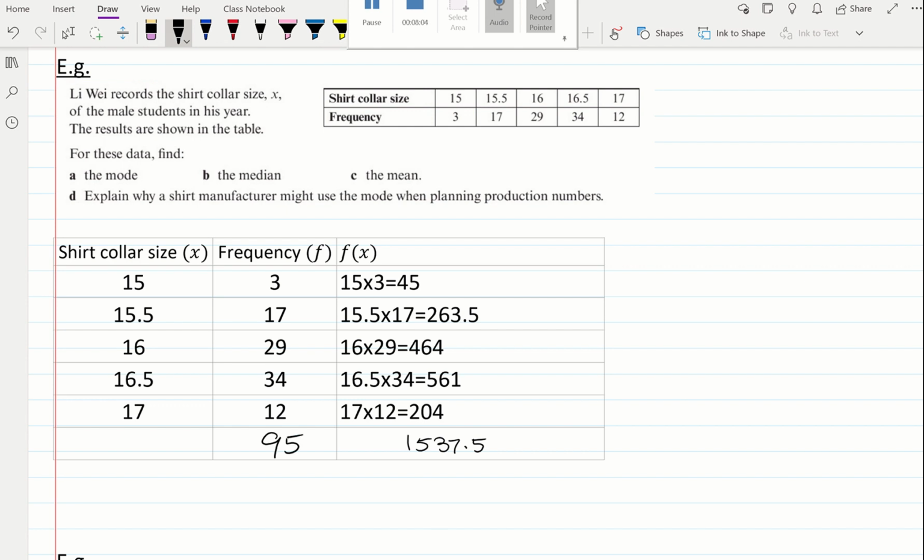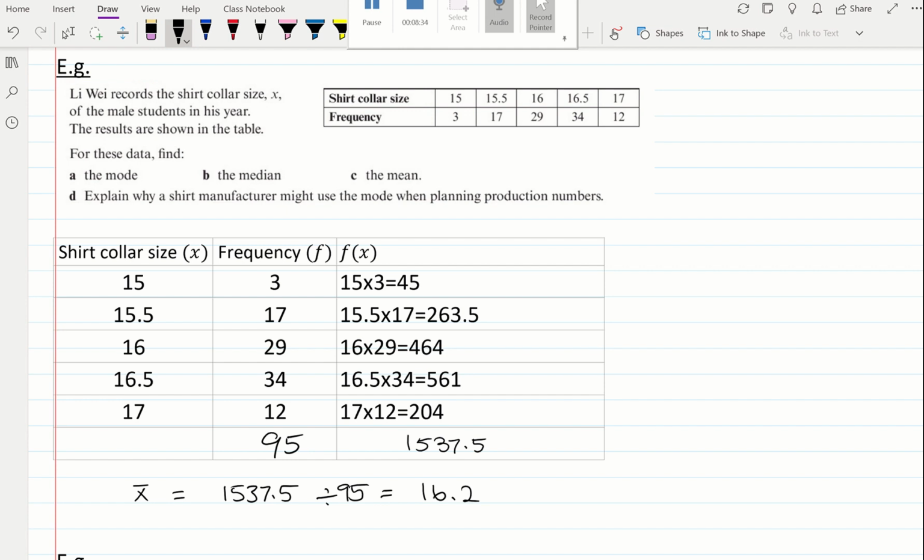So your mean is going to be 1537.5 divided by 95. And again, it's a long decimal number. I'm going to give it to one decimal place, which is 16.2. That's the shirt collar size. Okay, so that is the mean.